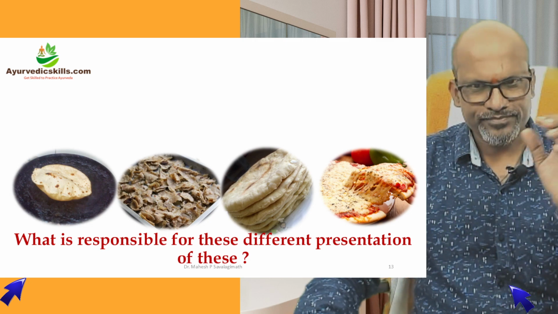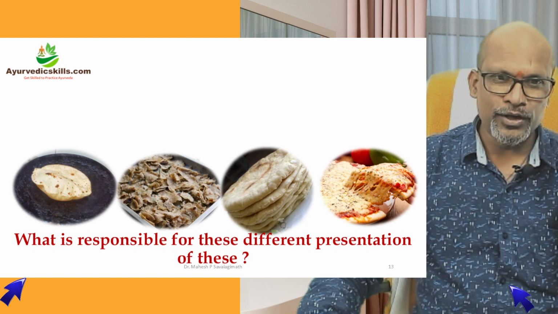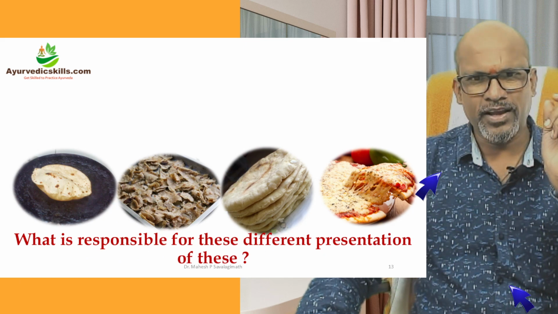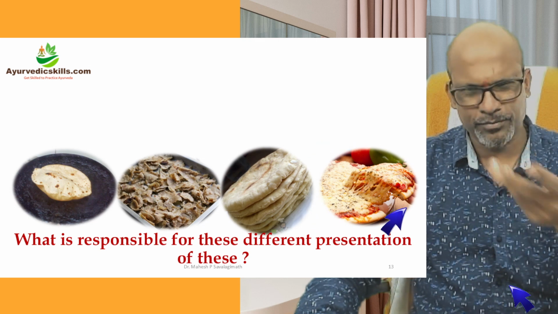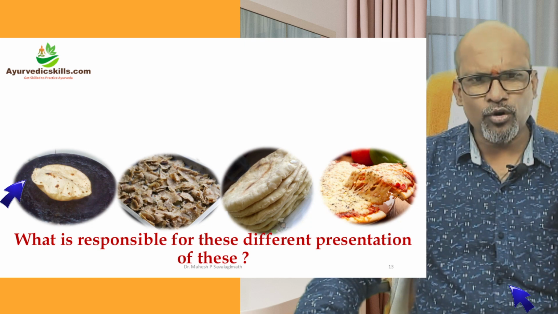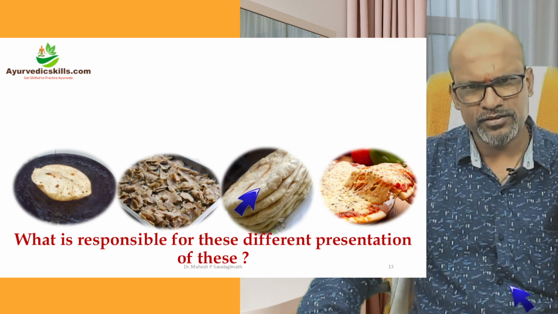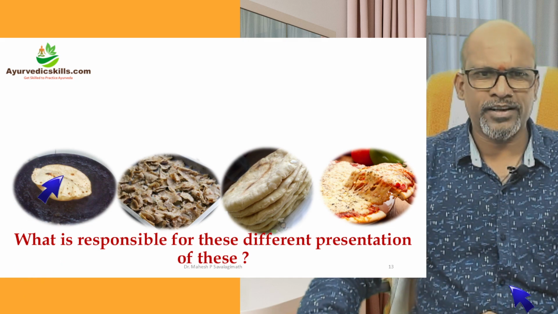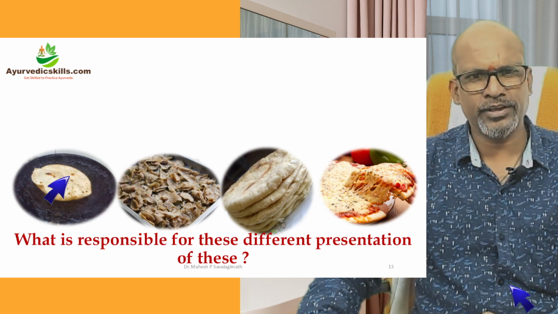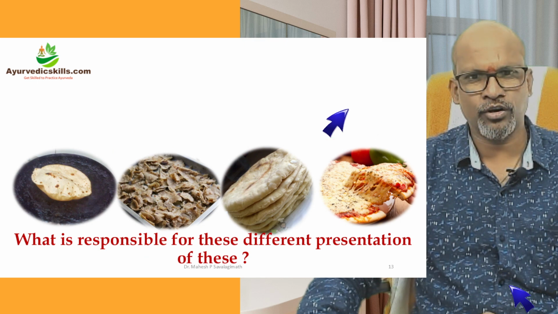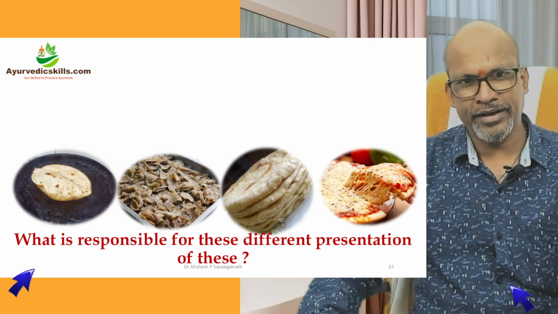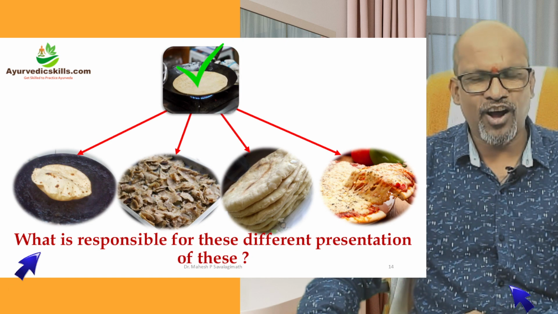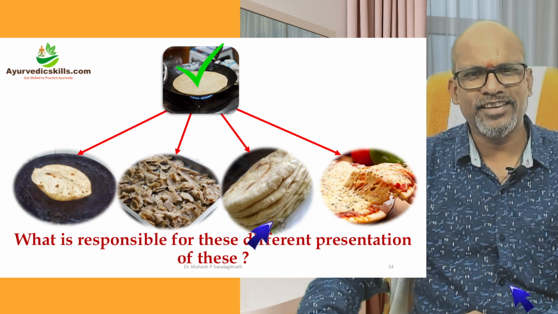Just think. I commonly use this simile for explaining this. Here we have a proper chapati. Here is a crispy chapati. Here is a bulky roti, soft, bulky, thick, and here is a fluidy type, you can consider pizza or whatever it is. It is watery. So, what is responsible for these different presentations? Where can this be altered, so that one becomes another? It depends on the cooking. How much and in what way it is cooked, depending on that, these are formed.